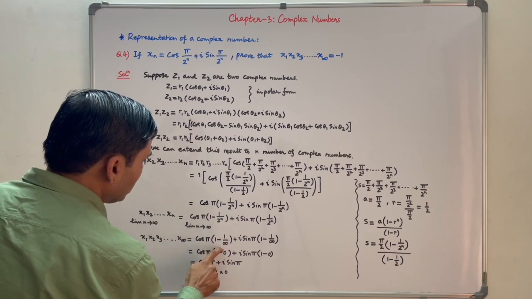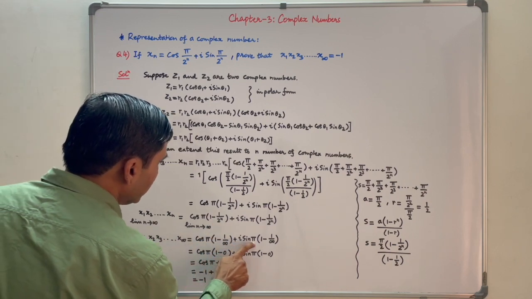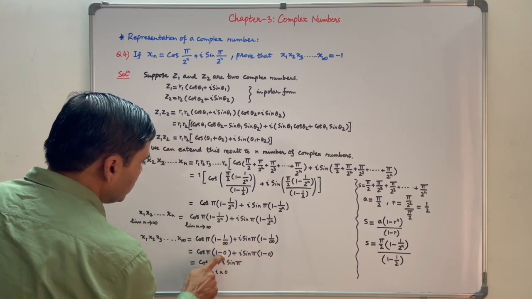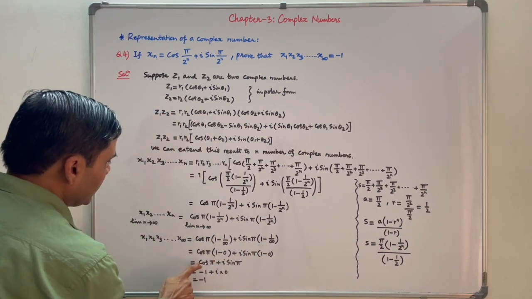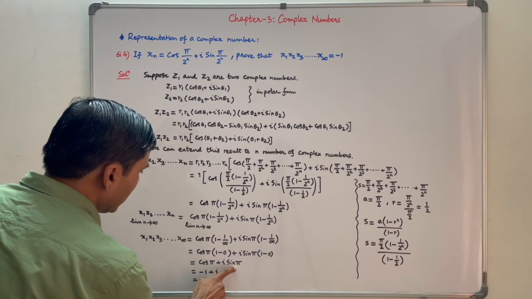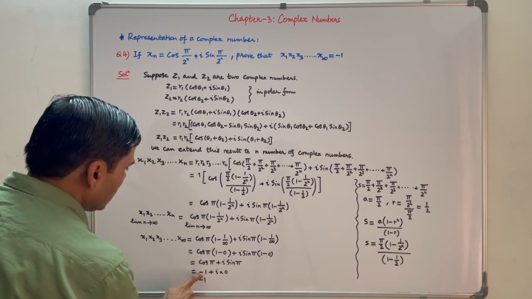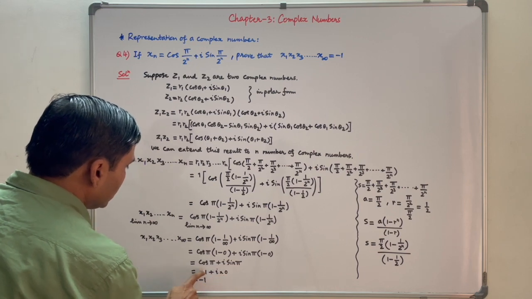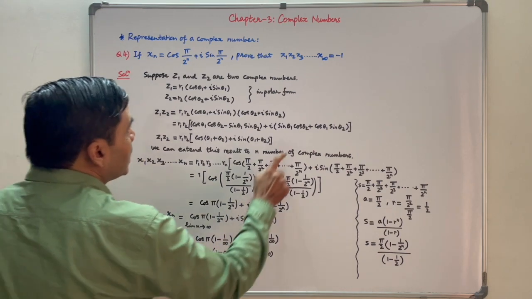So 1 minus 1 by infinity, plus i sin of pi into (1 minus 1 by infinity). 1 by infinity is equal to 0. So it can be simplified as cos pi plus i sin pi. The value of cos pi is equal to minus 1 and sin pi is 0. So the result is minus 1, which we had to prove.